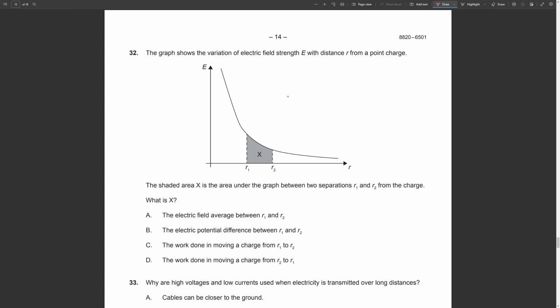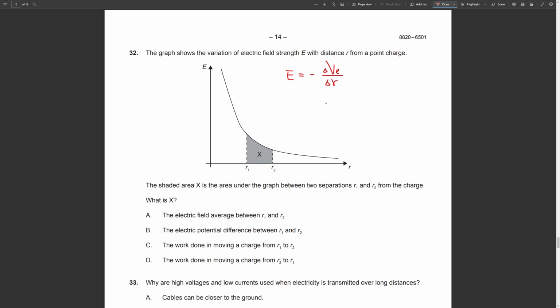Question 32. You are given a graph of electric field strength against the distance from the center of a point charge. And the area under the graph is the question here. Let's take a look at the given equation in your formula sheets, topic 10. You have electric field strength being the negative potential gradient.